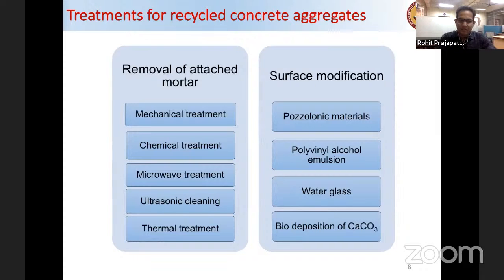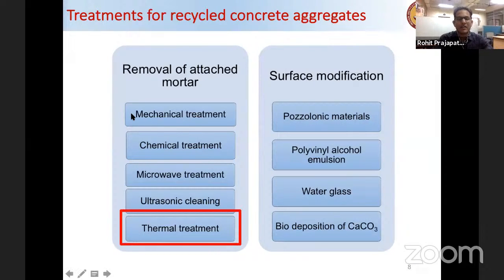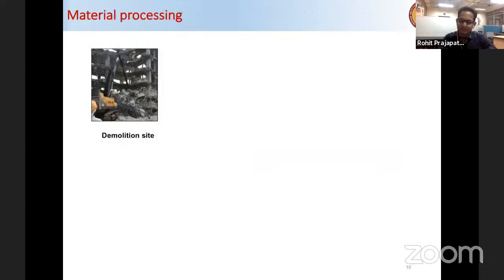There are other methods, microwave heating, ultrasonic cleaning. But thermal treatment has the highest efficiency in the removal of adhered mortar. So first we dehydrate or weaken this old mortar, and with a little effort of mechanical scrubbing or rubbing, we can remove it. So my next slide will be on the thermomechanical treatment we have done.